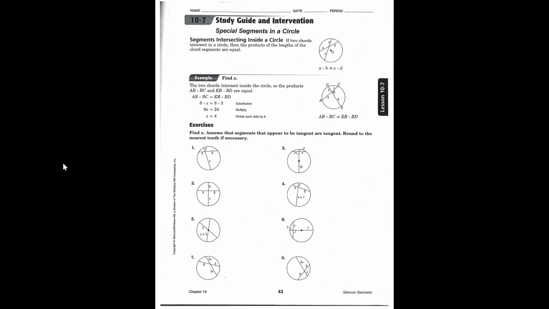And the example they gave, we have 3 and 8 on the same chord, so we did 3 times 8. 6 and X are on the same chord, so 6 times X. 3 times 8 is 24. So 24 is equal to 6X. Divide by 6, X is 4. That's it. I'm gonna run through some of these examples. It's like the same thing every single time. You set it up, you solve, and there's not usually a whole lot of steps.